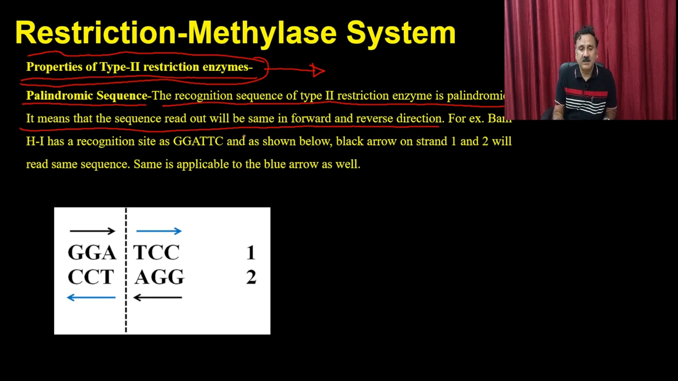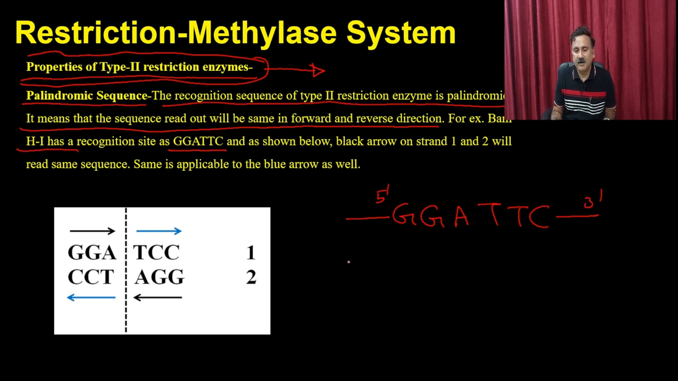I have taken an example of BamHI, where the recognition site is GGATCC. So, what you write is GGATCC. This is one DNA strand, this is the 5 prime, this is the 3 prime. Now, if I write the complementary DNA, it will be CCTAGG.